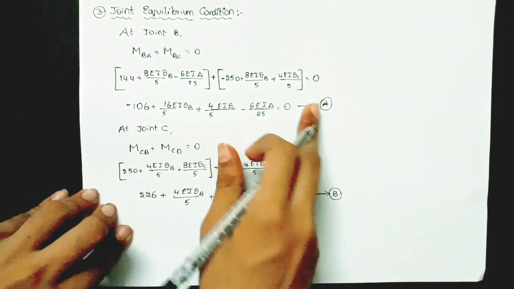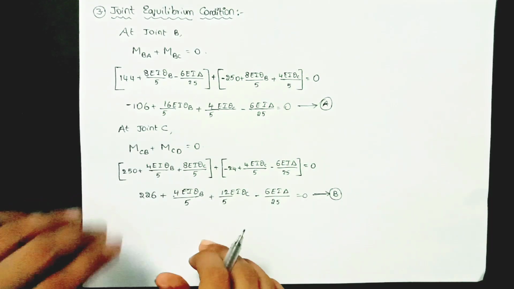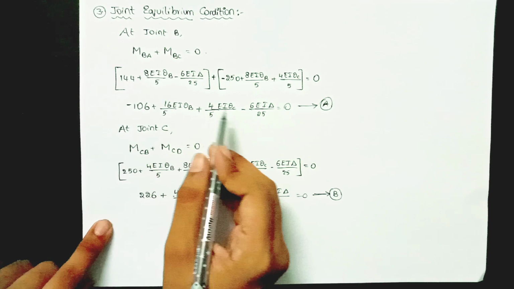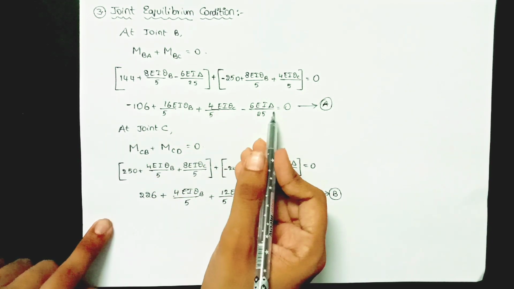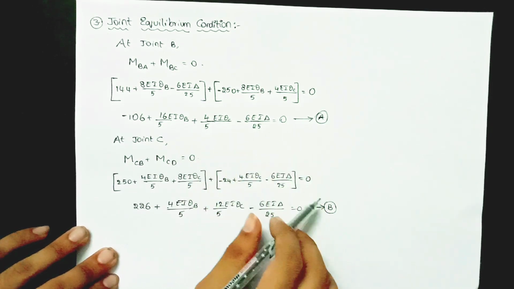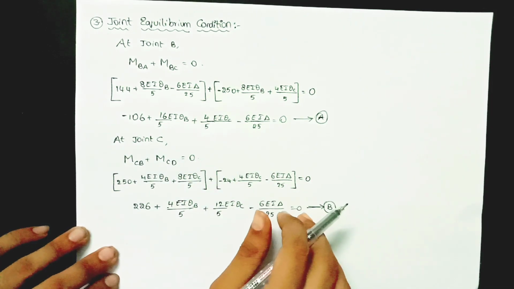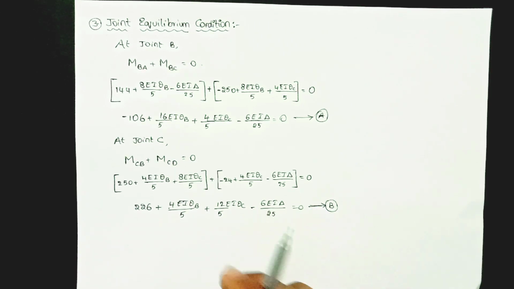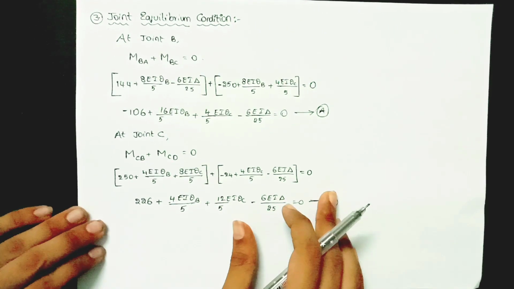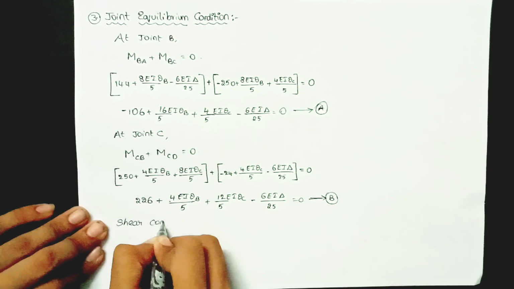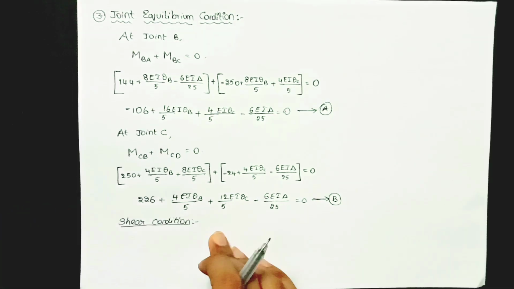Now we have obtained two equations. Observe that the unknowns are EI theta B, EI theta C and EI delta. There are three unknowns in total and we have only two equations, so we cannot solve for the unknown values. We need another equation, and that equation is known as the shear equation. So we use the shear condition to get another equation.